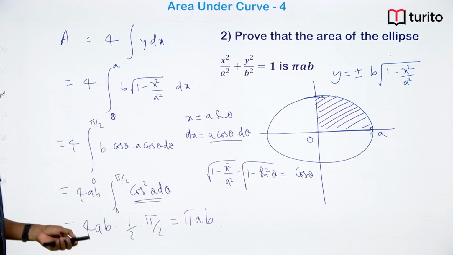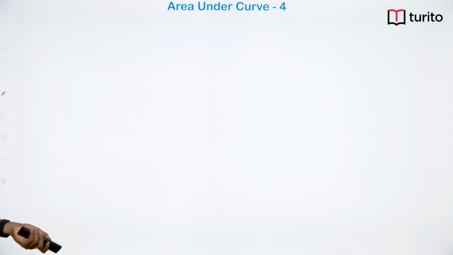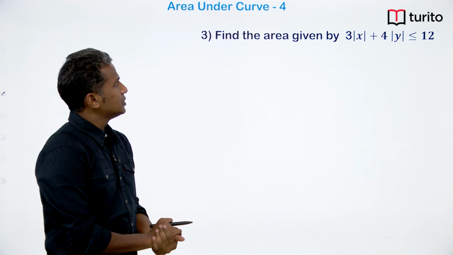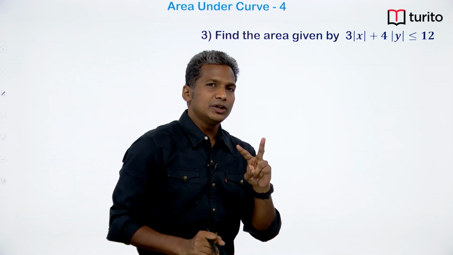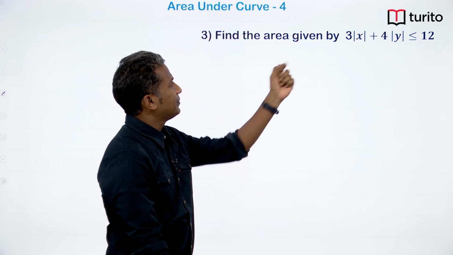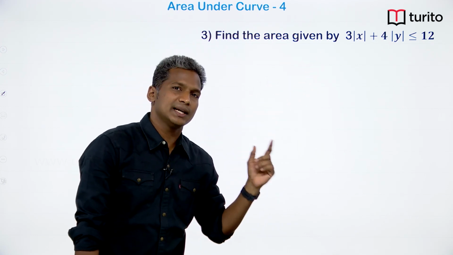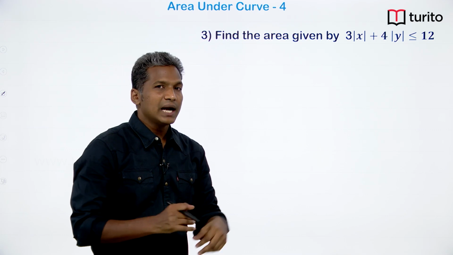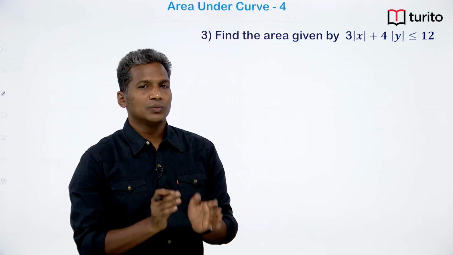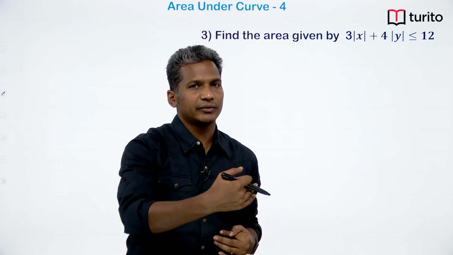Can we move on to the next question? Next is this question. Here there are actually two confusions in this question. One is that we have an inequality, which is less than or equal to, and the other confusion is the modulus sign. So we will deal with them separately, one by one.